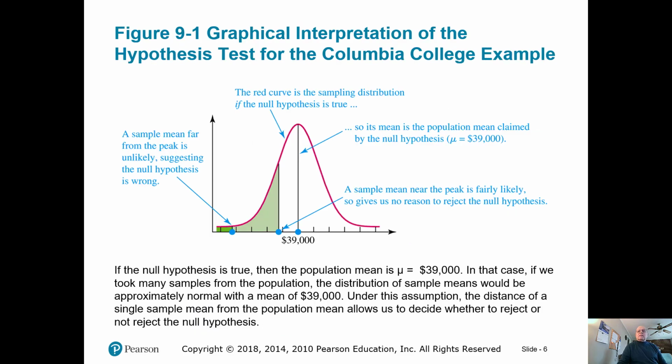Here's a picture of it. Here's our 39,000. That's our established mean for the time being. And this is the value that we got for X bar that makes us a little bit suspicious about whether the 39,000 is really true. It is less than the 39,000, but is it extreme enough that we can reject the null hypothesis?